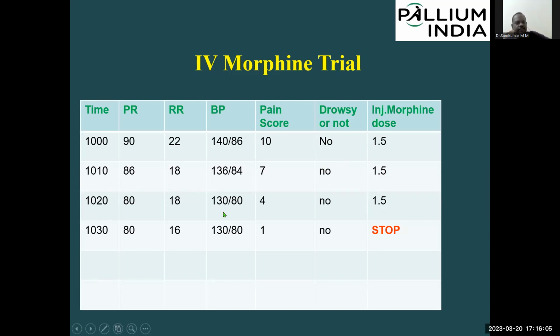And you can see after 3 doses at 10:30 a.m., this patient's pain score came down to 1. And patient is also not drowsy. So this patient has satisfactory pain relief. So this is an indication to stop morphine trial because he has good pain relief. Okay, so this patient totally received 4.5 milligram of IV morphine.